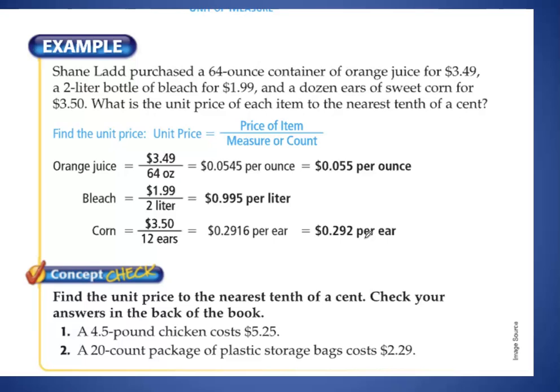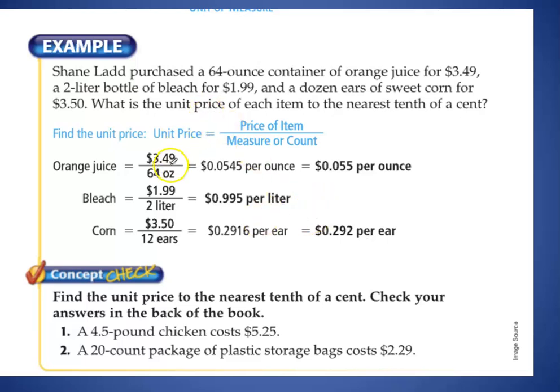So here's an example that is in your notes. Shane Ladd purchased a 64-ounce container of orange juice for $3.49, a 2-liter bottle of bleach for $1.99, and a dozen ears of sweet corn for $3.50. What is the unit price of each item to the nearest tenth of a cent? So when we round money, we're rounding to the hundredth. But for unit price, sometimes you have to round to the tenth, or otherwise you won't be able to compare.